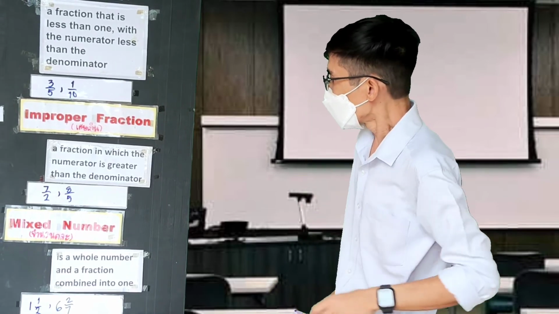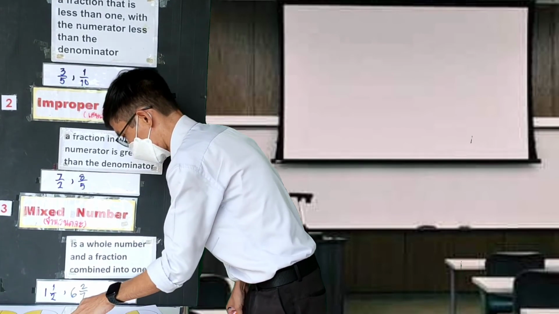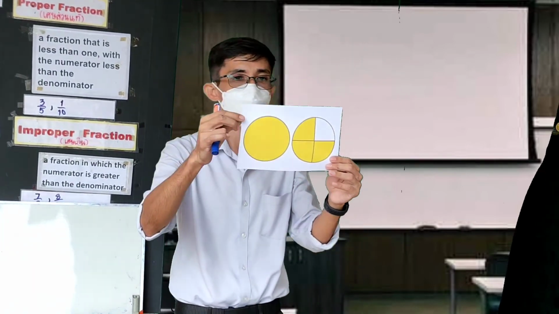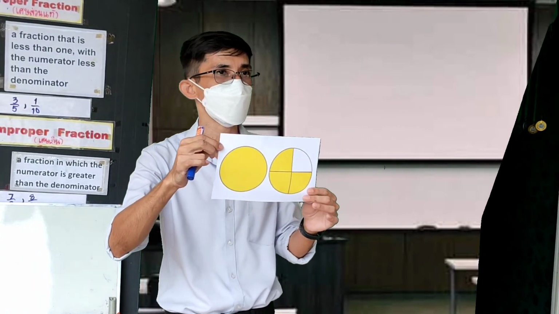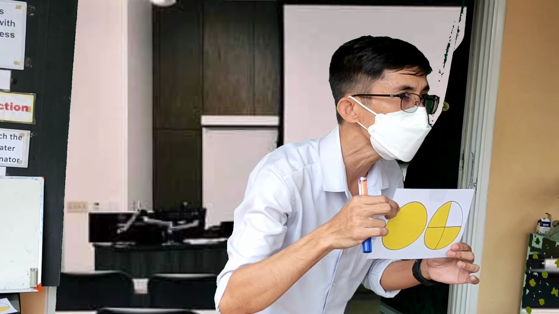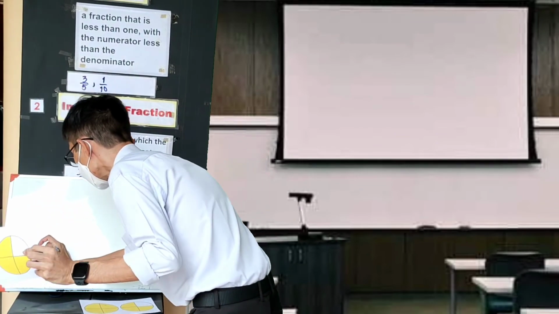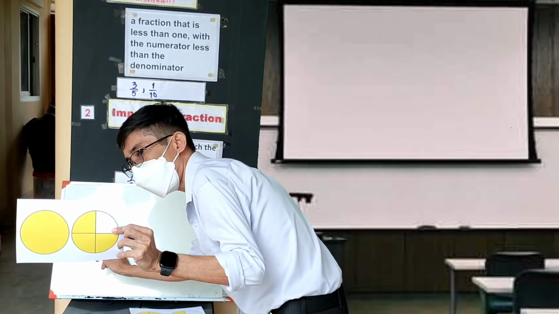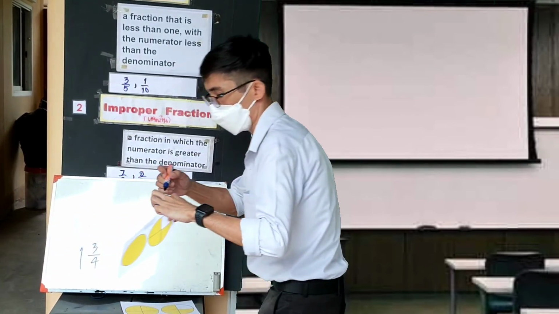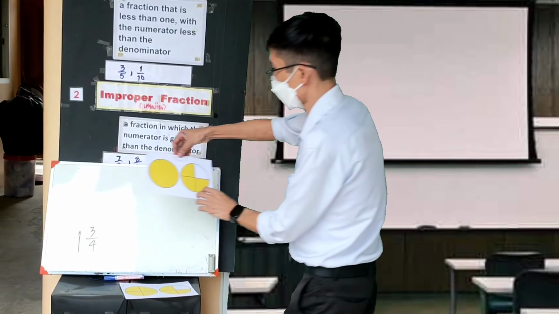Now, I will show you this diagram. At this diagram, what is the fraction represented by the shaded parts? Okay, anyone? Okay, Christine, what is your answer? 1 and 3 over 4. Okay, very good. So Christine said the fraction represented by the shaded parts is 1 and 3 over 4.